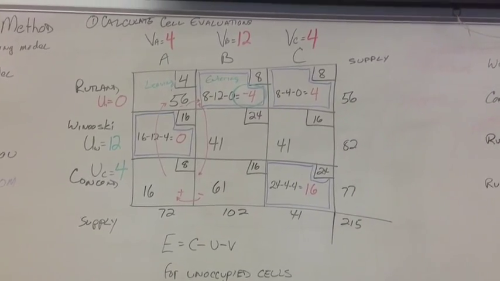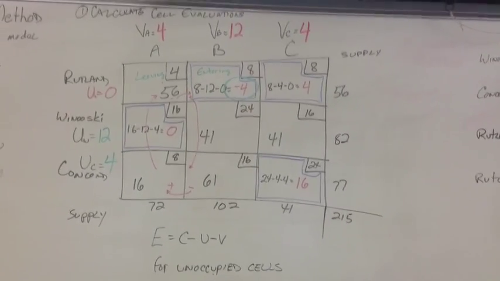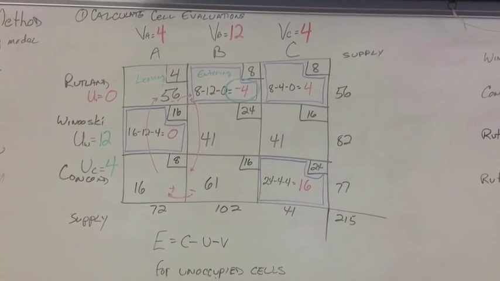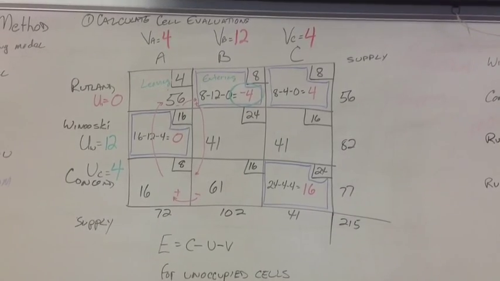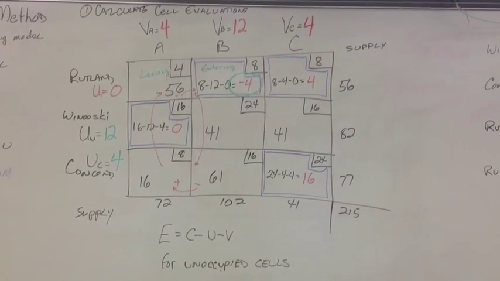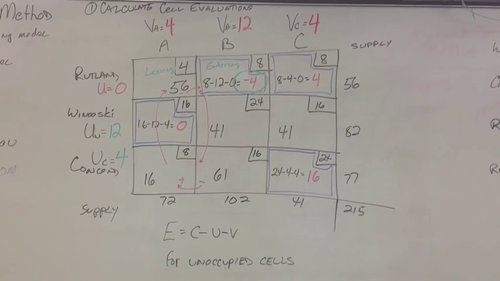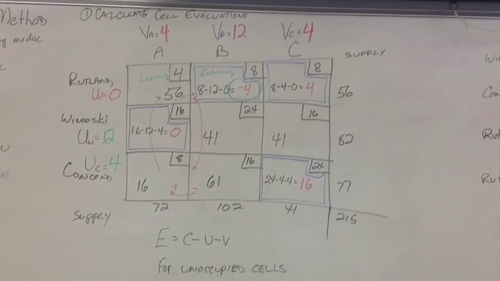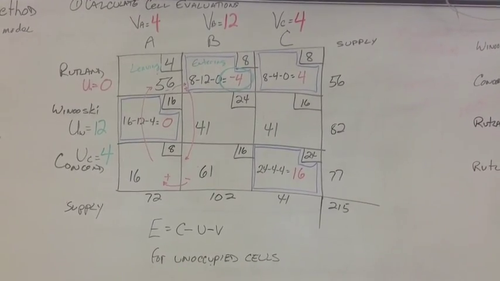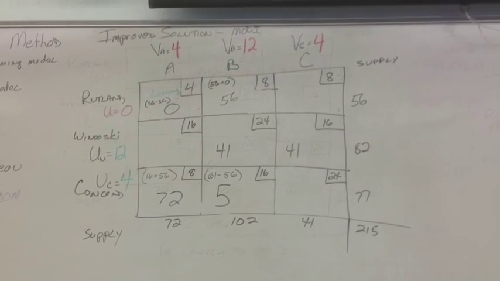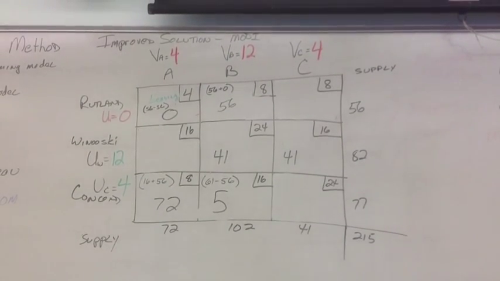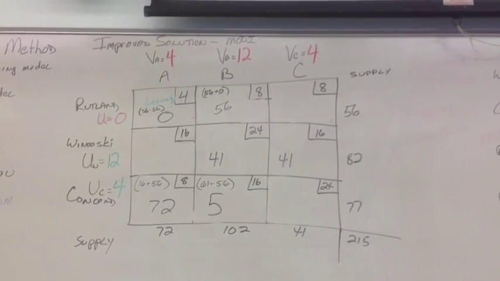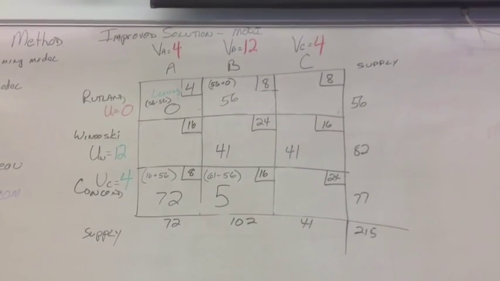So we have to have a leaving variable, just like the stepping stone method. We can see that the two cells we could pull from, either Rutland to Acorn or Concord to Big Boy, the smaller of those two is 56. So 56 would be the leaving. So now I'll just write it all out as an improved solution. Okay, here's our improved solution for the MODI method. You notice that it agrees exactly with what we did before, so we must be right.